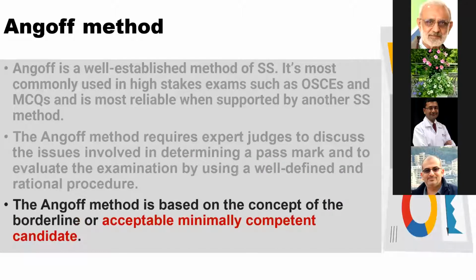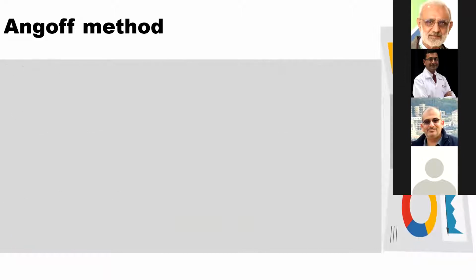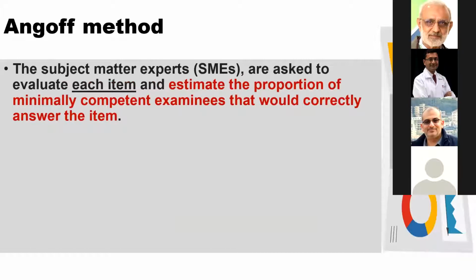The Angoff method is based on the concept of the borderline or acceptable minimally competent candidate. This is the second most important pillar of the Angoff method, to decide the level of the acceptable minimally competent candidate. The subject matter experts, or SMEs, are asked to evaluate each item and estimate the proportion of minimally competent examinees that would correctly answer the item.